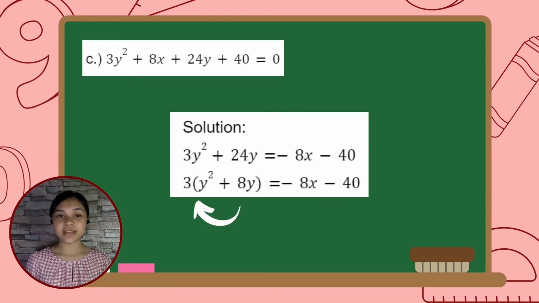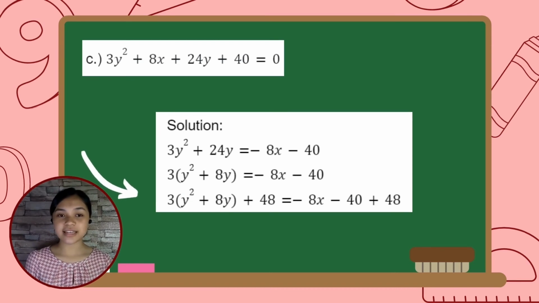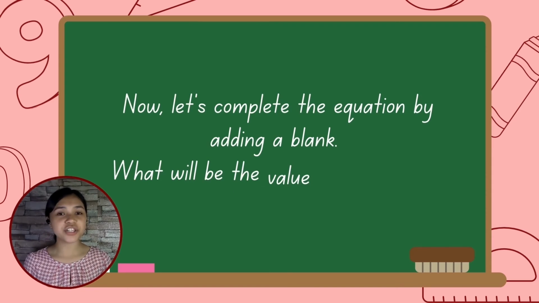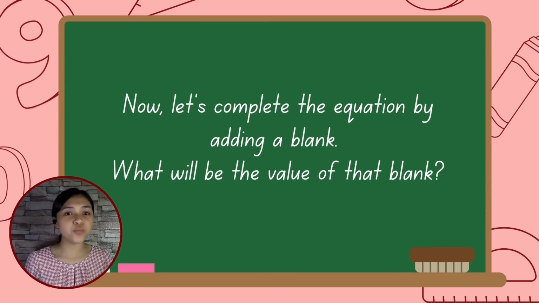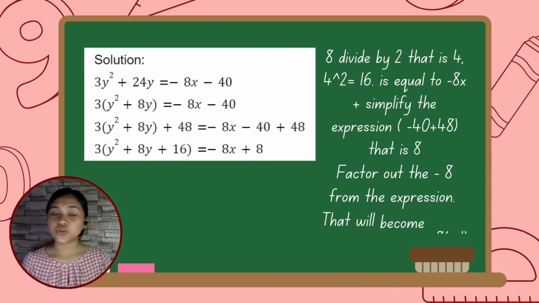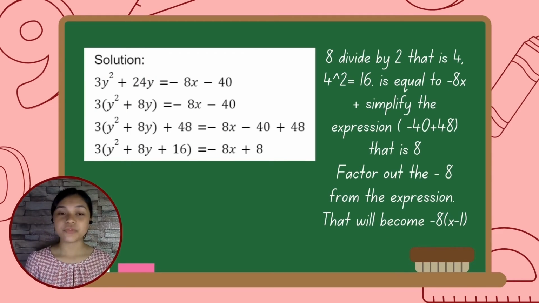This will become 3 times the quantity y squared plus 8y equals negative 8x minus 40. Add the negative 8 and negative 40, that is 48. Also add 48 on the right side term. Now let's complete the equation by adding a blank. What will be the value of that blank? So 8 divided by 2, that is 4. 4 squared is equal to 16.